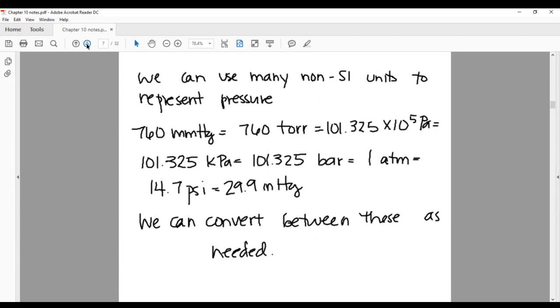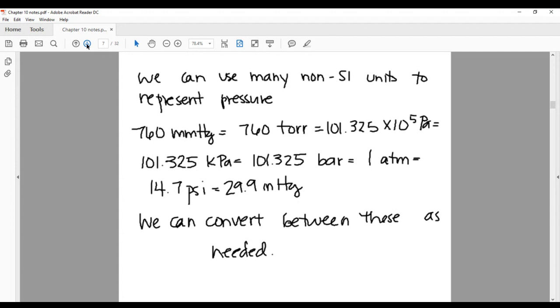So 760 millimeters of mercury, which is the barometric pressure at sea level, is referred to as 1 atmosphere of pressure. An atmosphere has become the unit that we use in the ideal gas equation, which we'll talk about in a little bit. So we have millimeters of mercury, torr, pascal, kilopascal, bar, atmosphere, psi, which is pounds per square inch. That's the one that we tend to use a lot in the United States. That's kind of the English system. We're familiar with pounds and we're familiar with inches. And that's also equal to 29.9 inches of mercury.